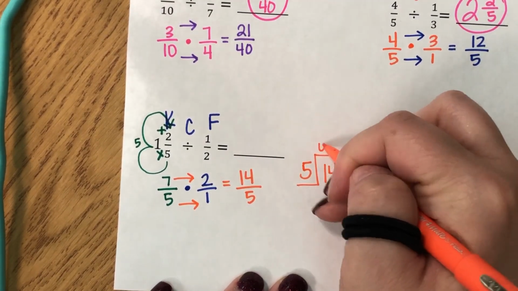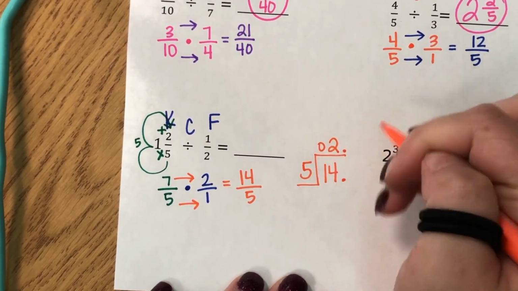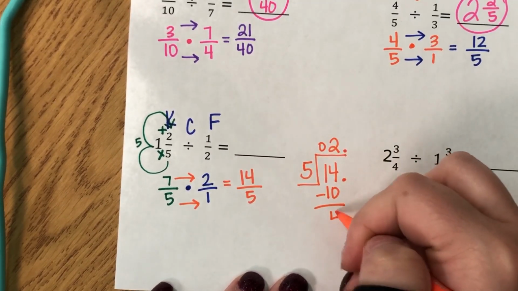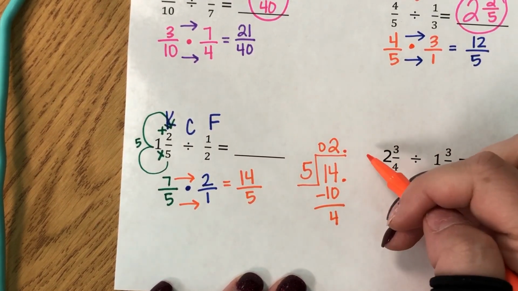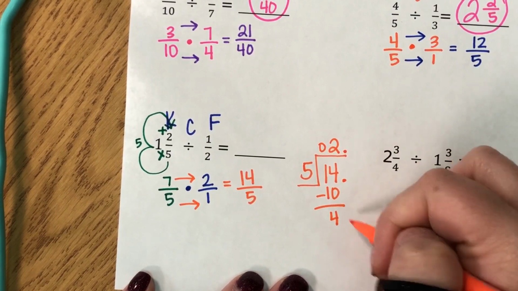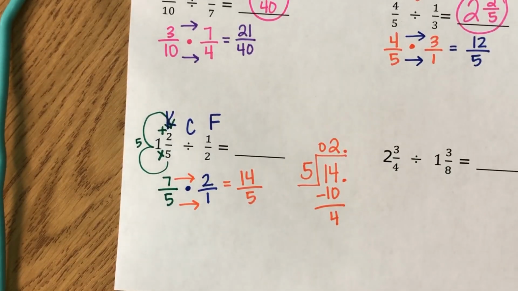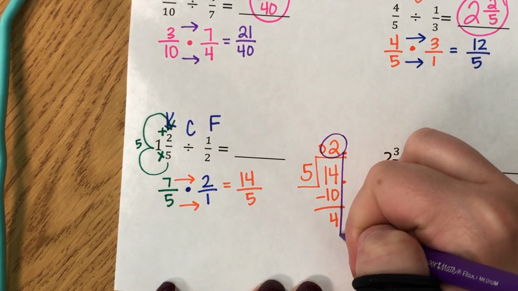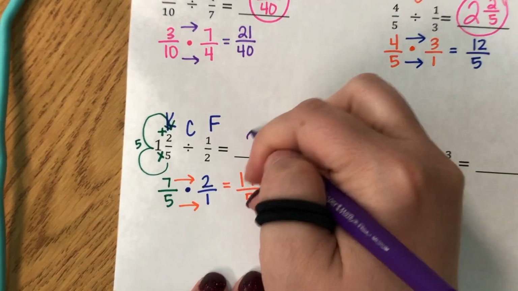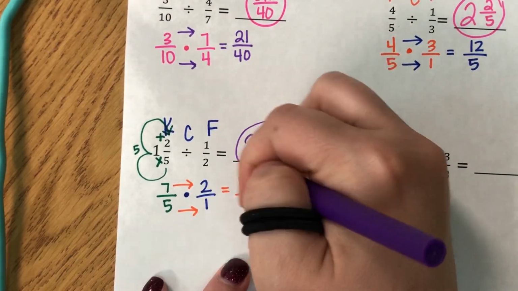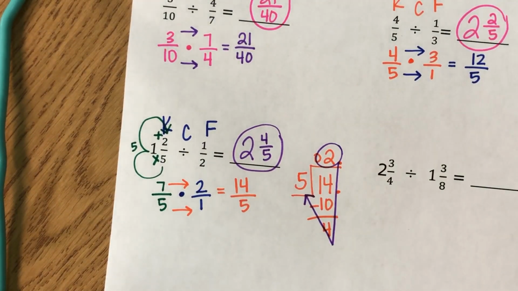So 5 does not go into 1, but it goes into 14 twice. 2 times 5 is gonna be 10. We subtract and we get 4. Because I'm not making a decimal, I'm gonna stop. If I was making a decimal, I would add some zeros and keep dividing. Because I'm making a mixed number, I'm gonna backwards check mark from that point. So I have a whole 2 with a remainder of 4/5. Okay, and that's my final answer.